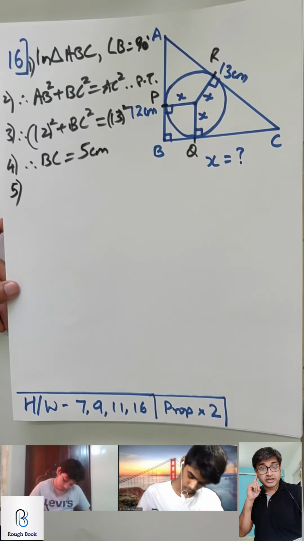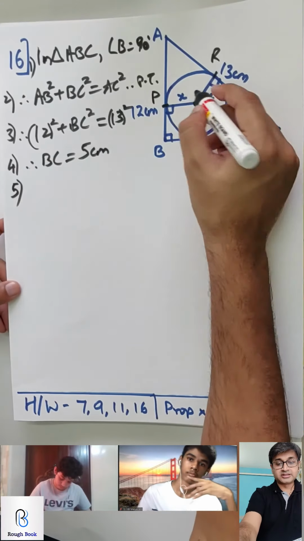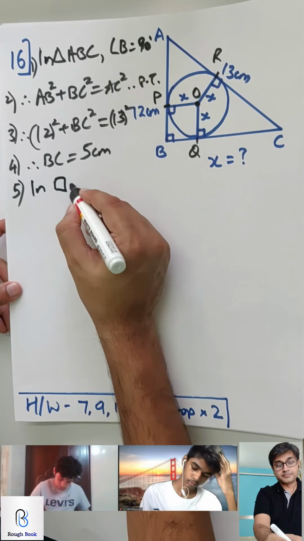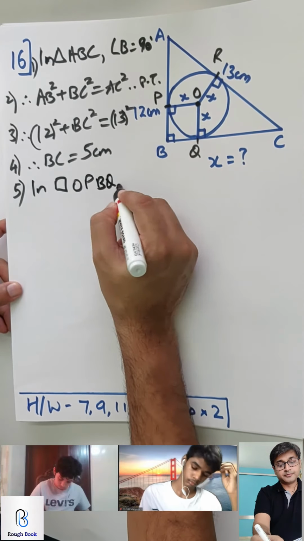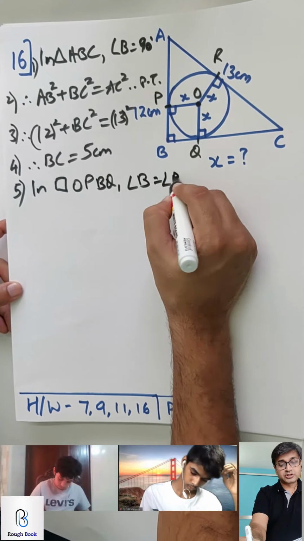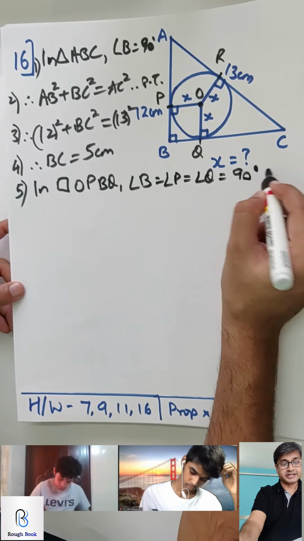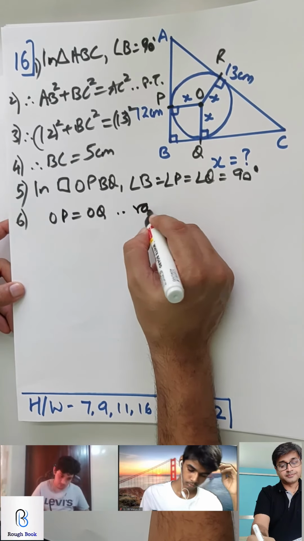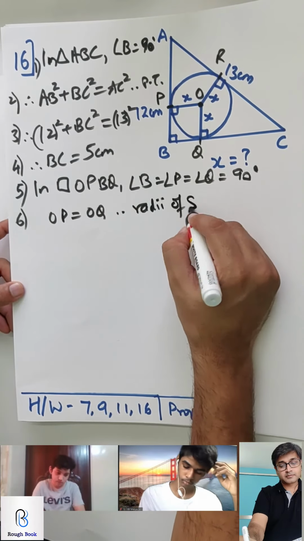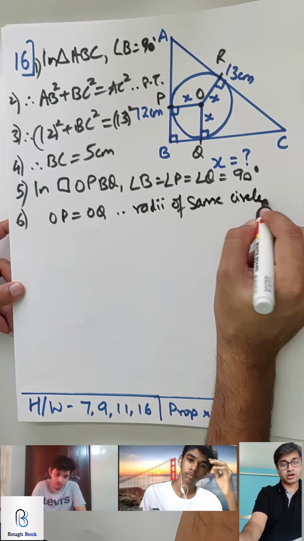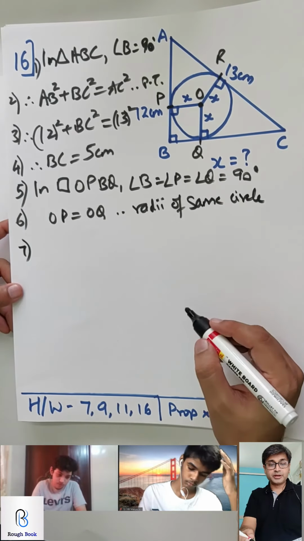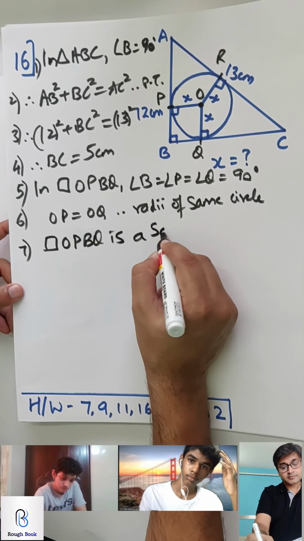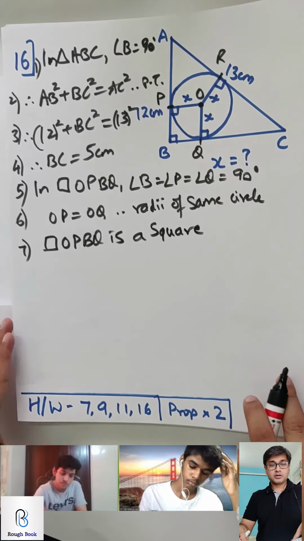Now listen to me carefully and understand this well. Let's call the center of the circle as point O. So in quadrilateral OPBQ, angle B equals P equals Q equals 90, and OP equals OQ, radii of the same circle. Therefore, what can you say? What quadrilateral is OPBQ? Parallelogram? No, a rectangle.